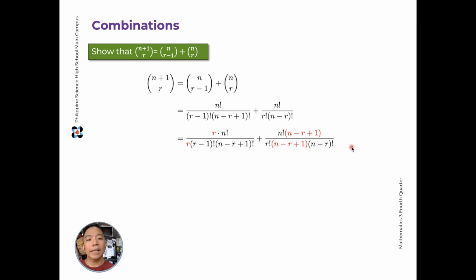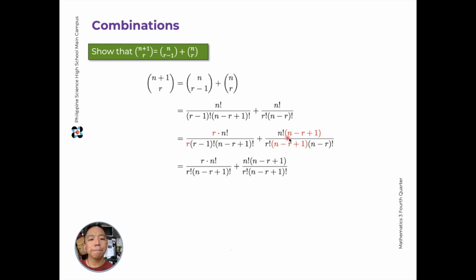Yung second term natin, ang i-multiply naman natin ay n minus r plus 1 sa numerator at n minus r plus 1 sa denominator. So no change for the numerator, but we have r minus 1 factorial times r. So these two factors, kukompress na natin siya to r factorial. No change tayo sa n minus r plus 1 factorial.